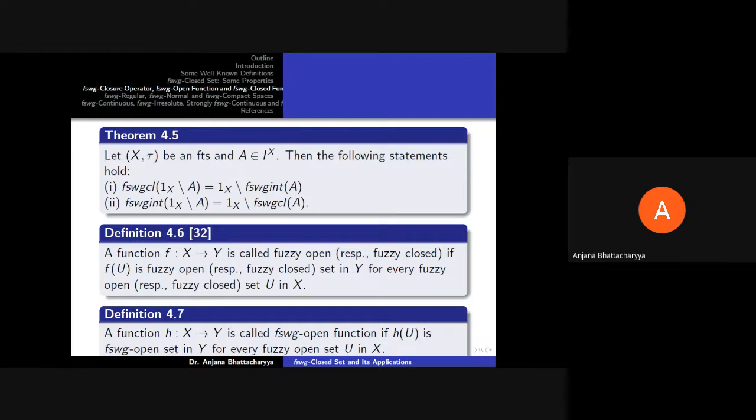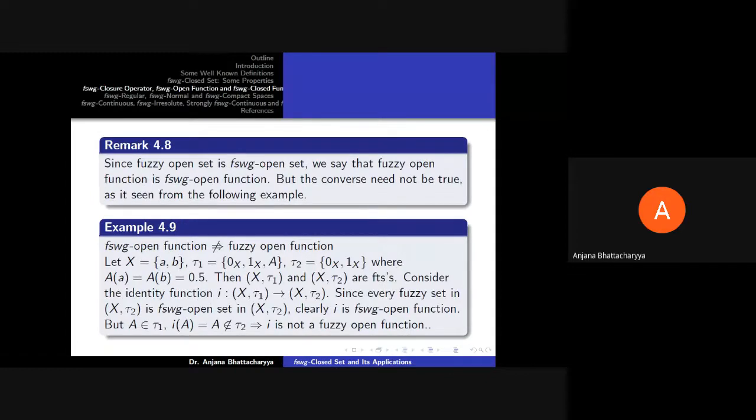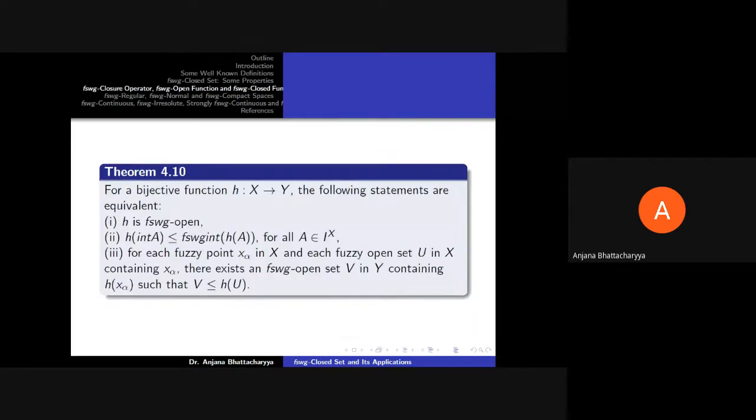Now we all know the definition of fuzzy open and closed sets. Here we define the FSWG open function. A function h from X to Y is called an FSWG open function if the image of a fuzzy open set is FSWG open. So we can conclude that every fuzzy open function is FSWG open, but not conversely, as follows from this example. This is the characterization of this function. A bijective function h from X to Y is FSWG open if and only if h of interior of A is less than or equal to FSWG interior of h(A) for all fuzzy sets A. And for each fuzzy point x_alpha in X and each fuzzy open set U containing x_alpha, there exists an FSWG open set V in Y containing h(x_alpha) such that V is less than or equal to h(U).